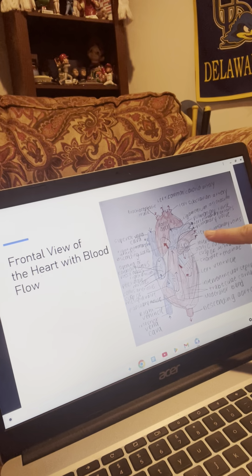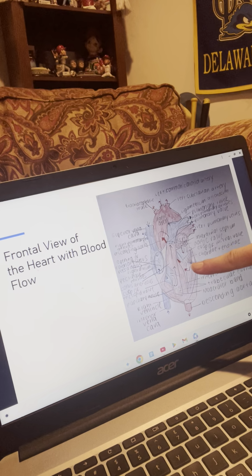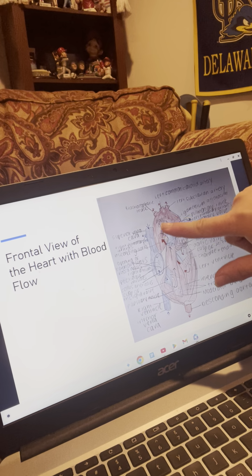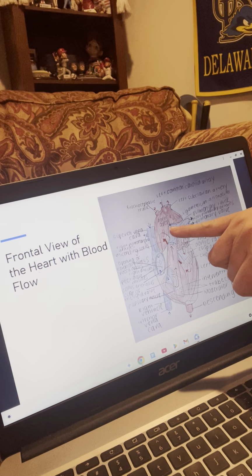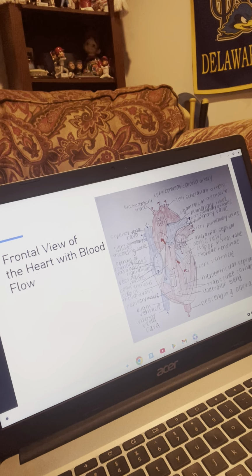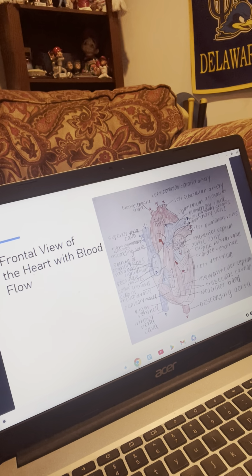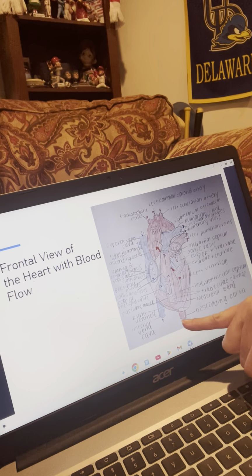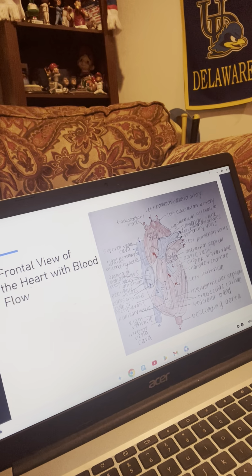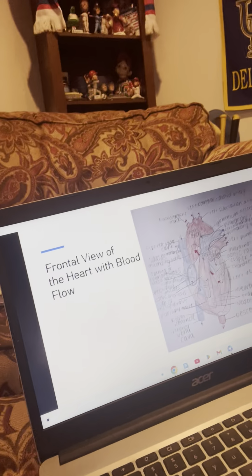And then it comes in through the pulmonary veins. It goes down through the left atrium into the left ventricle, where it goes up into the aorta, and then out through the left common carotid artery, the left subclavian artery, and the brachiocephalic trunk. And then it also comes out through the descending aorta. So that kind of gives you a depiction of the blood flow and how it moves through the heart.